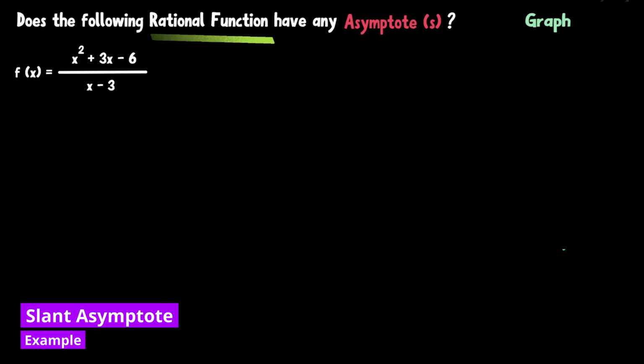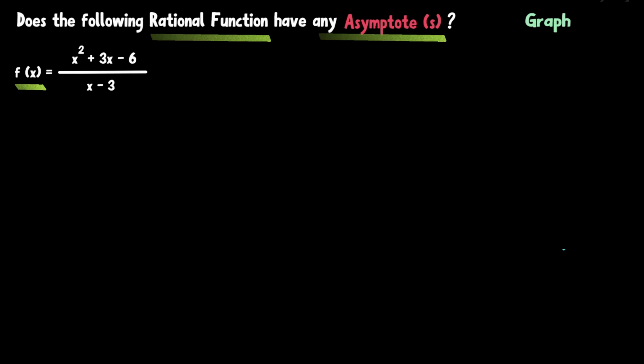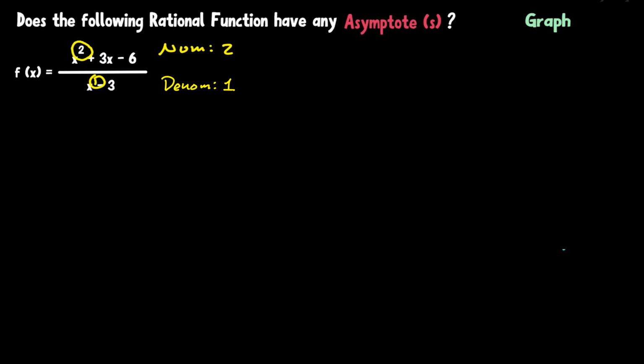Welcome. Let's look at the rational function f of x and try to identify a special asymptote. When I look at the degree of this rational function, I notice that the degree of the numerator is 2, and on the denominator, the degree is 1. When the degree of the numerator is exactly 1 higher than the degree of the denominator, we're always going to encounter what we call a slant asymptote.